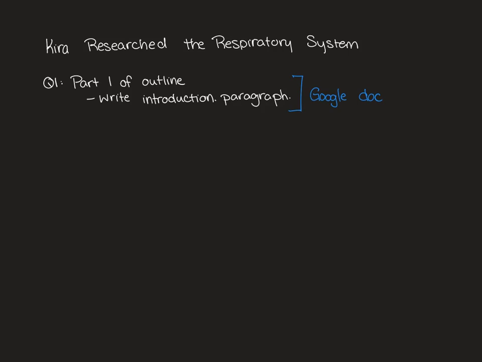Question number 1 asks you to take part 1 of Kira's outline and to write an introductory paragraph. So I'm actually going to ask you to put this into the Google Doc that I've put on the assignment instead of in your book.